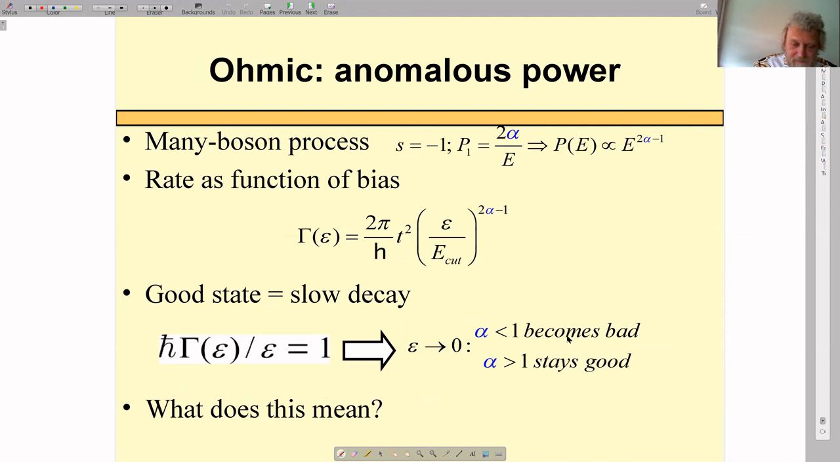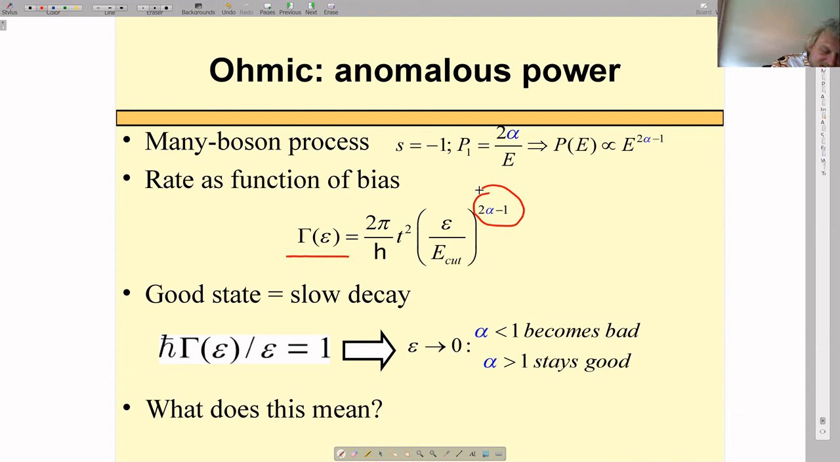Let me understand again what I said already before. Let me understand it in terms of bad state and good state. So I estimate the transition rate. This is a power law function, a power law with an exponent which depends on alpha.